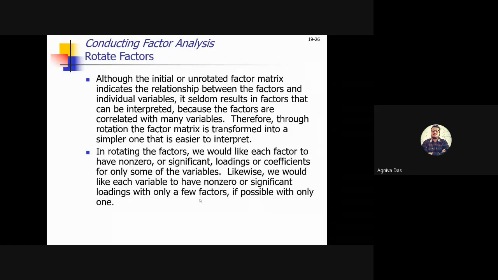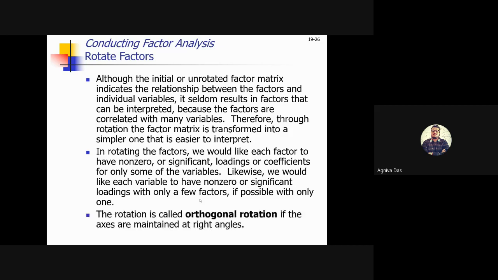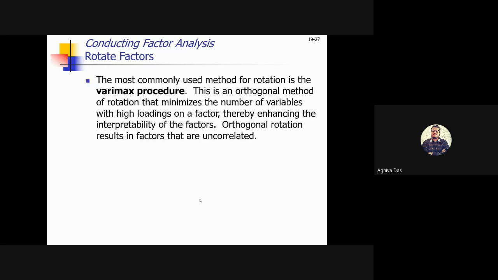Now, by rotating these factors, we would like each factor to have non-zero or significant loadings or coefficients for only some of the variables. Also, we would want each variable to have significant loadings with only a few factors, if possible, only with one. Any rotation is orthogonal if the axes are maintained at right angles. That is basic. The most commonly used method, which we will also use in Python, is called varimax. As the name says it all, it maximizes the variance. Where are you maximizing the variance?